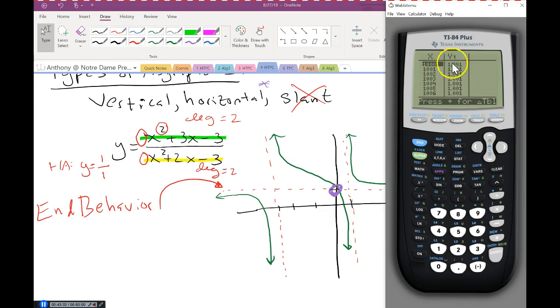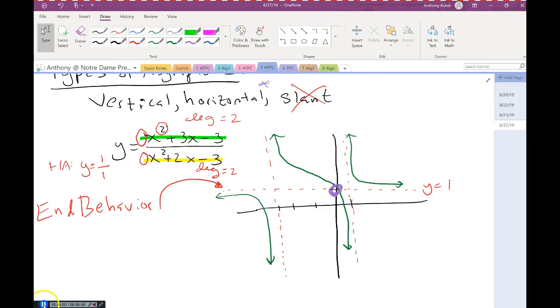If I look at that, those values out by 1,000 are almost 1. If I do the same thing and then look at negative 1,000 and look at my table, those values are almost 1. So at this point, I'm pretty sure that what I'm looking at is a horizontal asymptote at y equals 1, even if I couldn't remember the rule for how to do it without having to look at the graph. So that'll wrap up today.